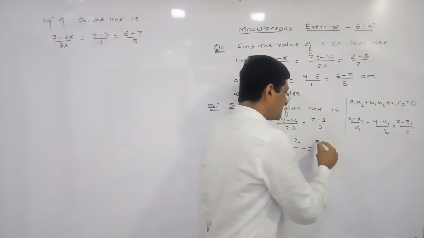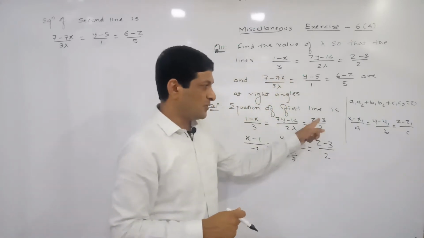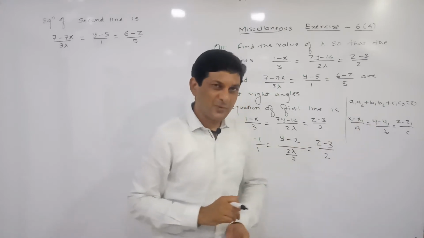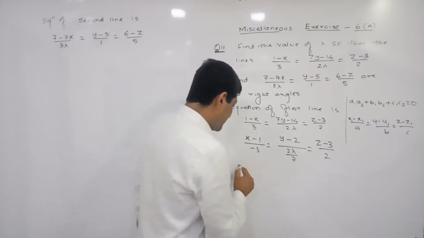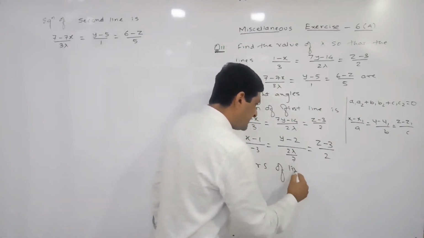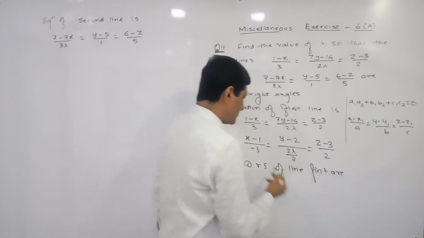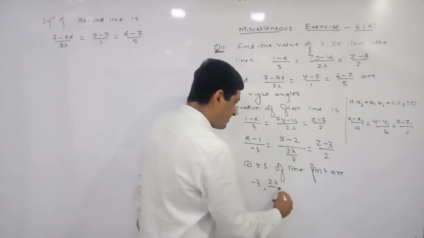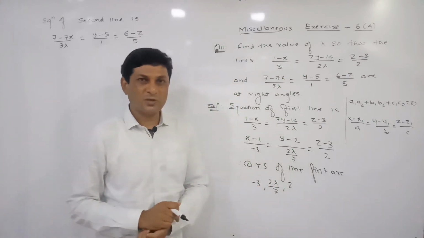Now if you observe the third term here, the coefficient of z is already 1, so it is not necessary to simplify it. Now the equation is in this form, that's why we can say that the values in the denominator are direction ratios. So the direction ratios of the first line are -3, 2 lambda upon 7, and 2. In this way we have got the direction ratios of the line.